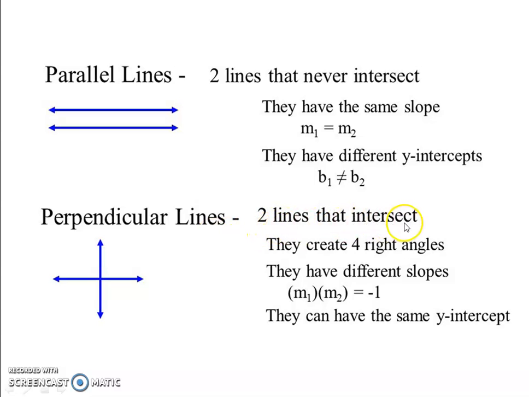Perpendicular lines are two lines that intersect, obviously, and they create four right angles, in the first quadrant, second, third and fourth. Their slopes satisfy m1 into m2 is equal to -1. They can have the same y-intercept. The y-intercept means 0 comma y, the x-intercept means x comma 0.